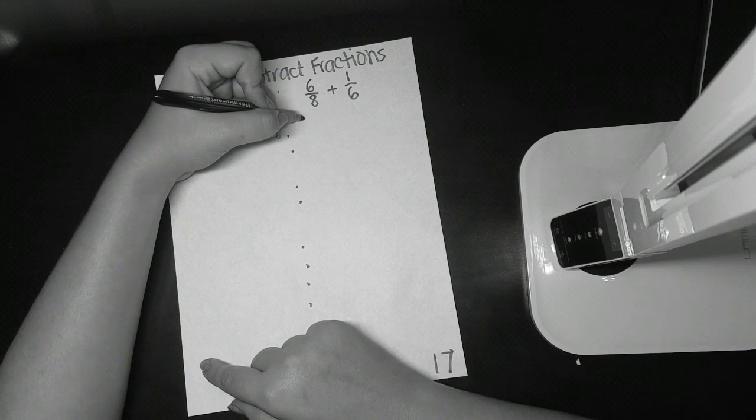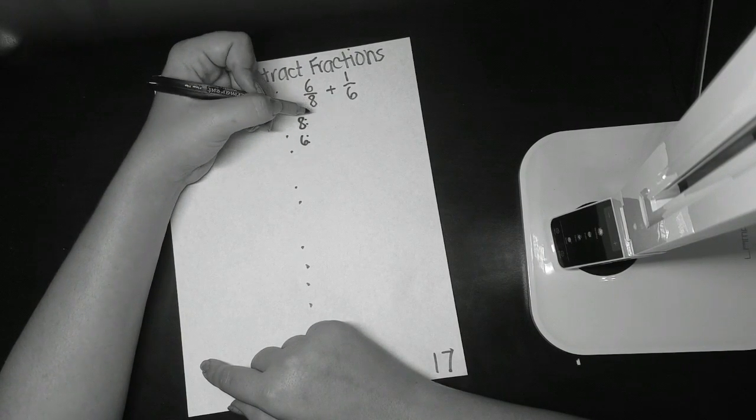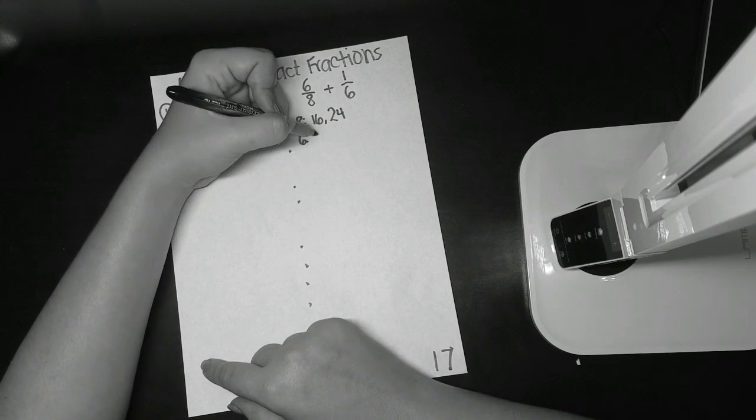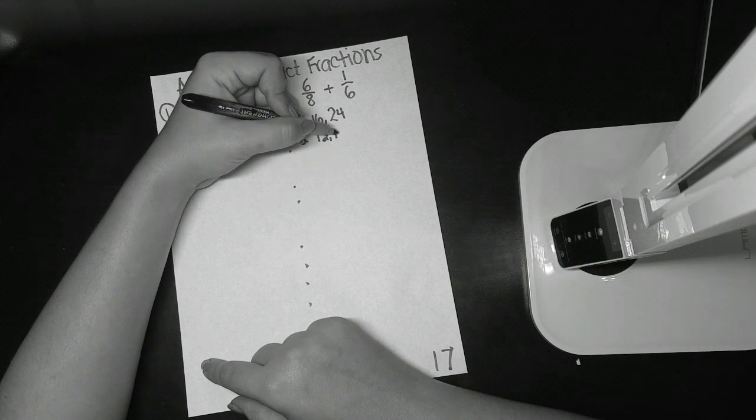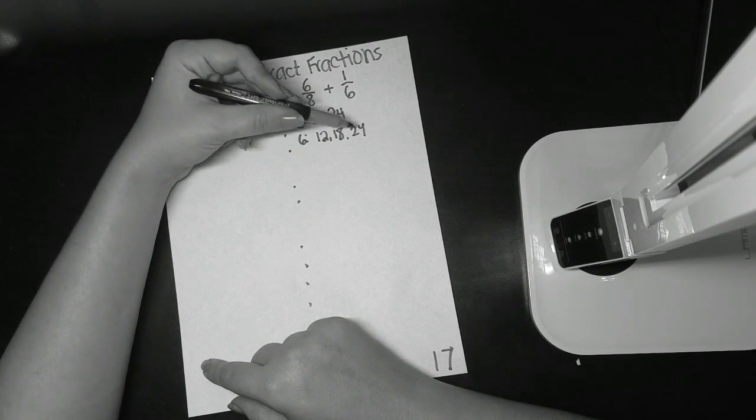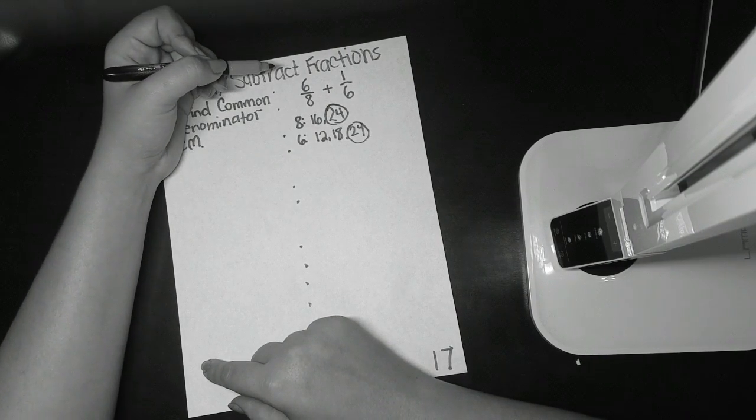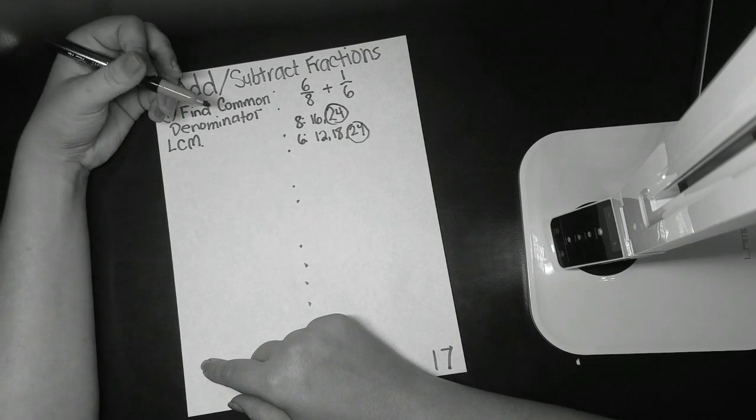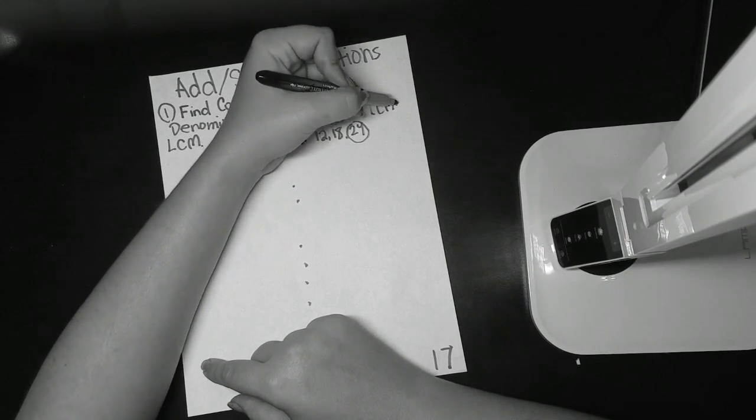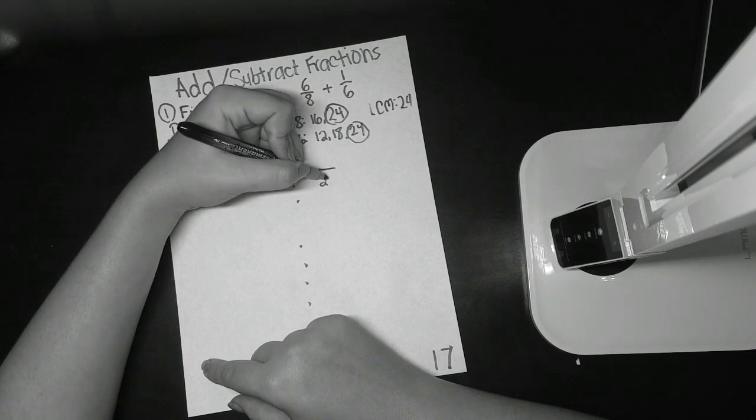So let's find least common multiple for 8 and 6. Let's keep count by 8. 8, 16, 24. 6, 12, 18, 24. Do you see how 24 is the first matching one? That's why I didn't go on. Okay, so our least common multiple is 24, and that will be our common denominator.